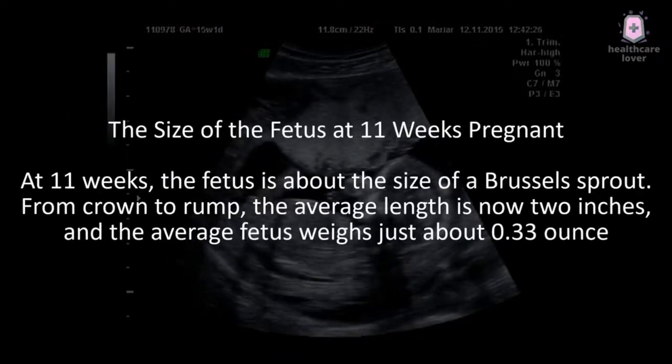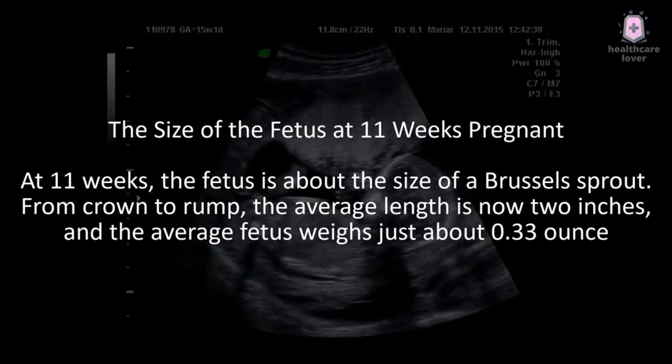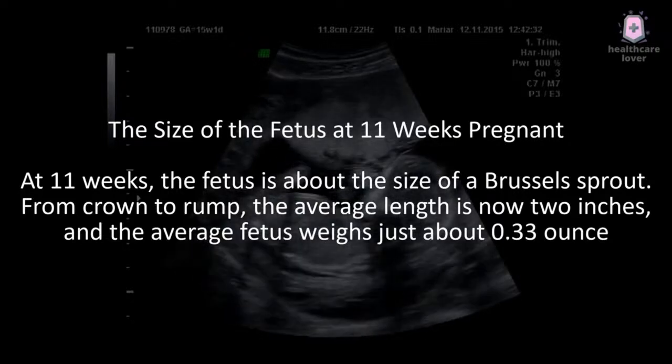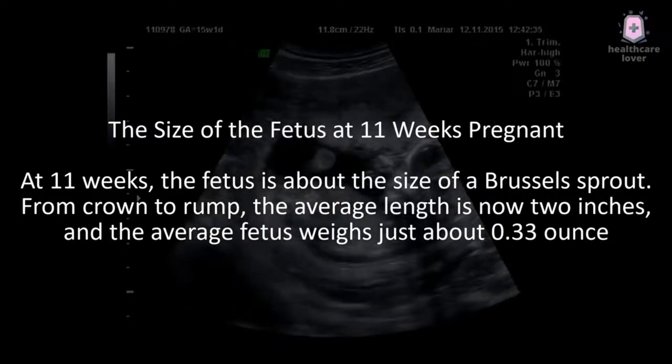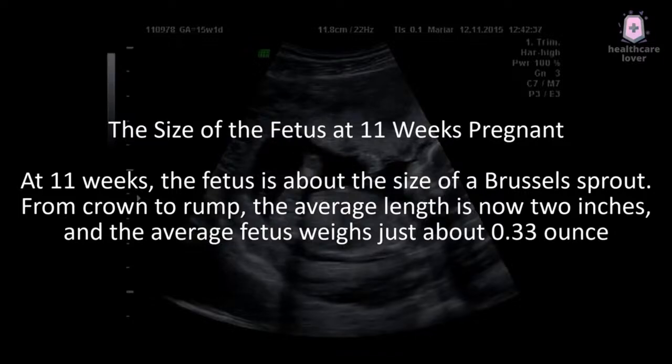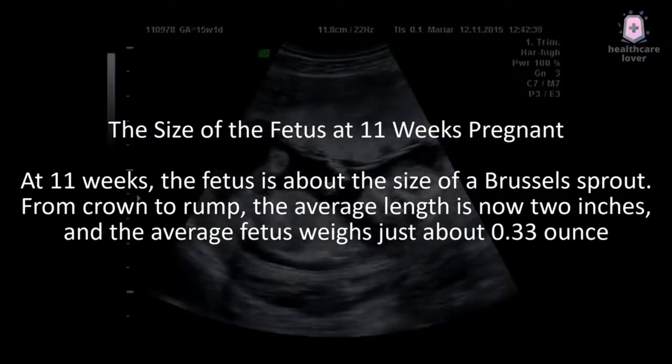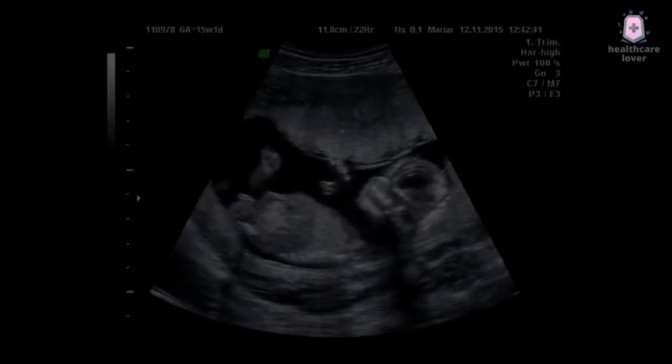The size of the fetus at 11 weeks pregnant. At 11 weeks, the fetus is about the size of a Brussels sprout. From crown to rump, the average length is now 2 inches, and the average fetus weighs just about 0.33 ounce.